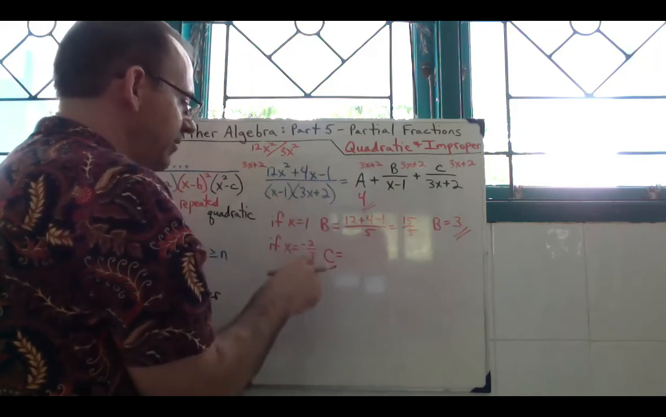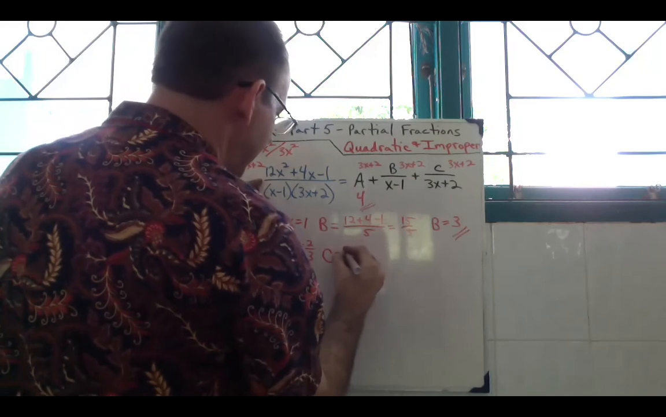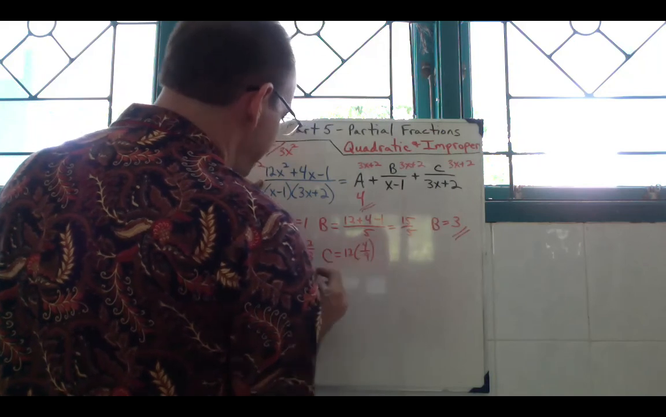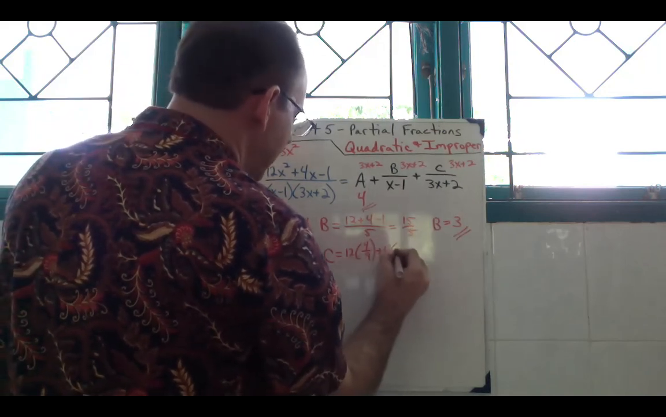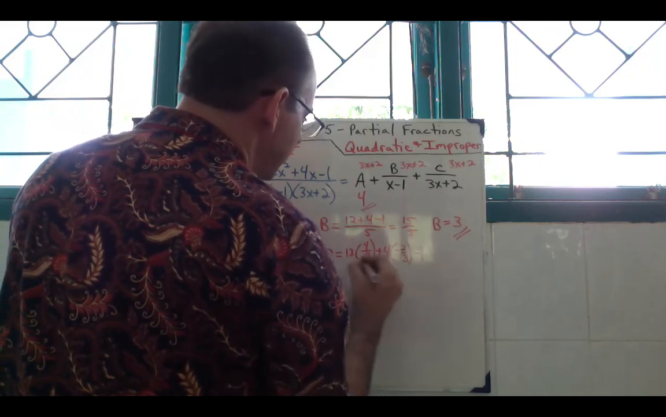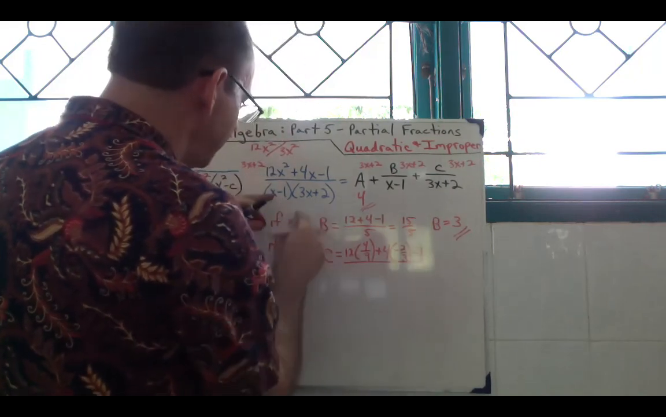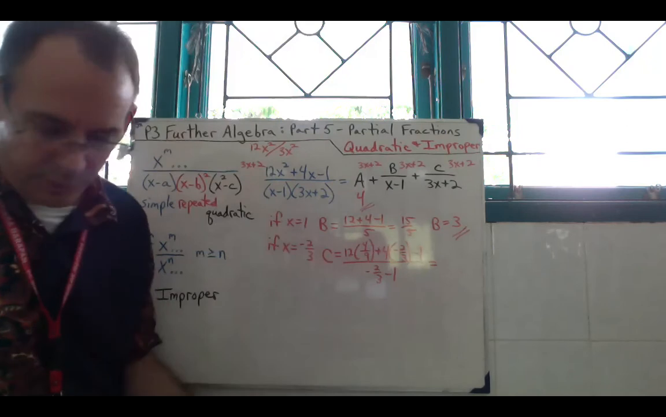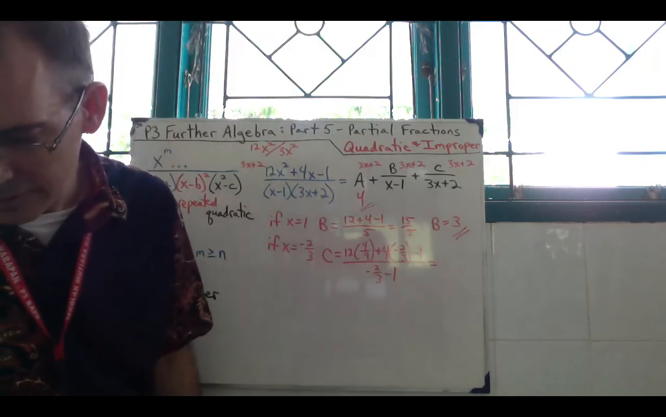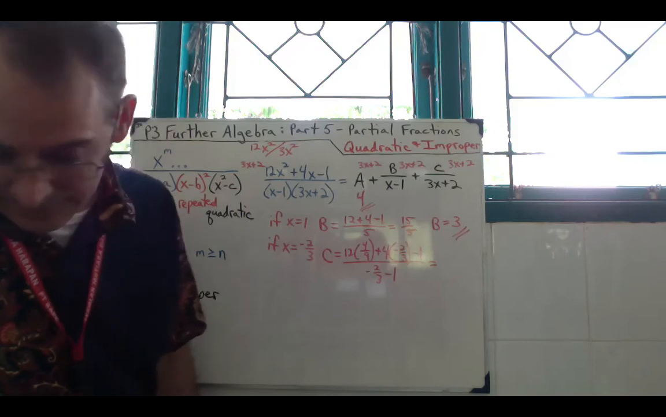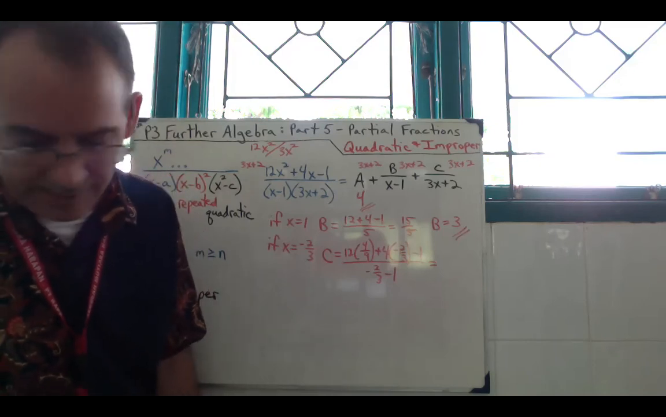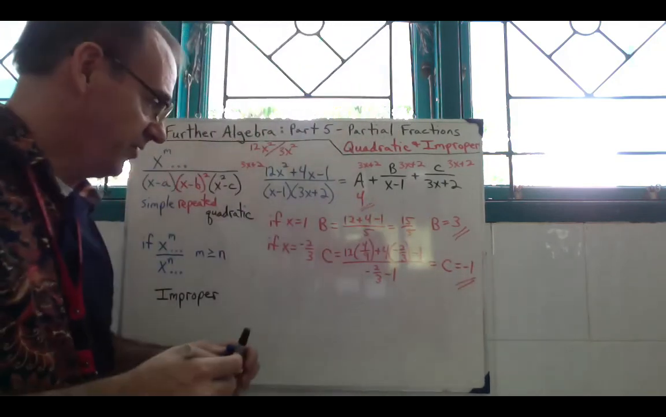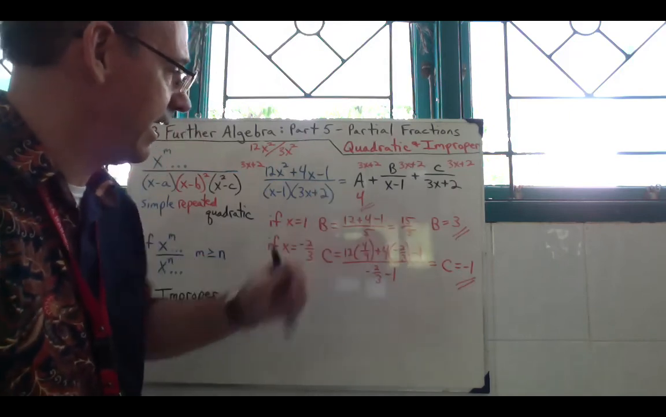And we just have this right here. We put in a negative 2/3. So we have 12 times 4/9. That's a positive 4/9 plus 4 times a negative 2/3 minus 1 all over, remember, this one's gone, so we have a negative 2/3 minus 1. And all of this, when you work that out on your calculator, you get a value of c that is equal to negative 1. So your c is a negative 1, b is 3, a is 4.